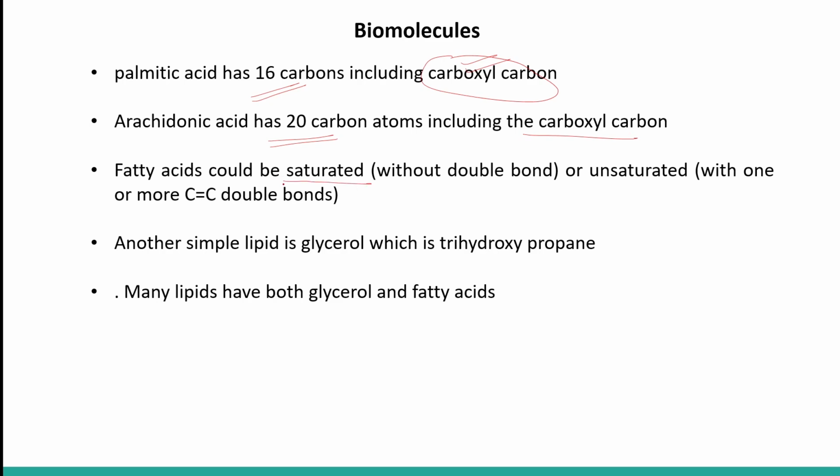Now there are 2 types of fatty acid, saturated and unsaturated. Without a double bond, all the bonds attached to the carbon have been saturated. That is why it is called saturated. If it has a double bond, then it is considered unsaturated. If C=C double bonds are present, then it is an unsaturated fatty acid.